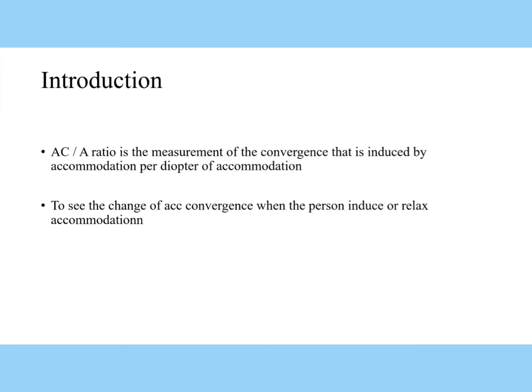Every individual responds to a unit stimulus of accommodation with a specific amount of convergence. The convergence exerted by accommodation may be greater or lesser. That is called the convergence requirement. Okay, so what is the purpose of measuring this AC/A ratio? The purpose is to determine the change in accommodative convergence that occurs when the patient accommodates or relaxes. That is the main purpose of measuring the accommodative convergence by accommodation ratio.